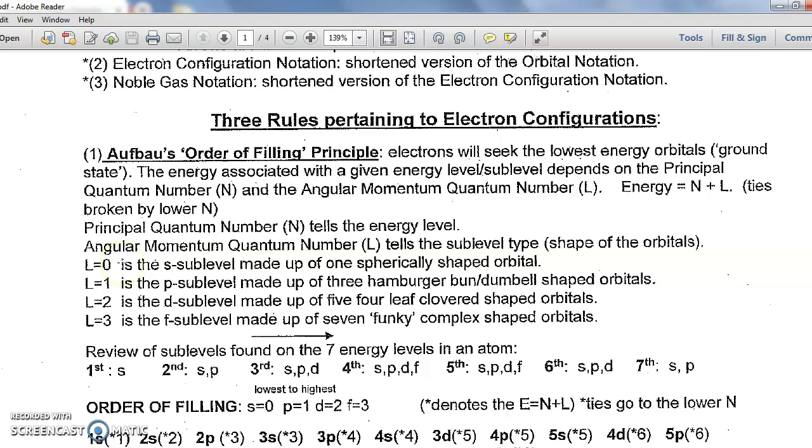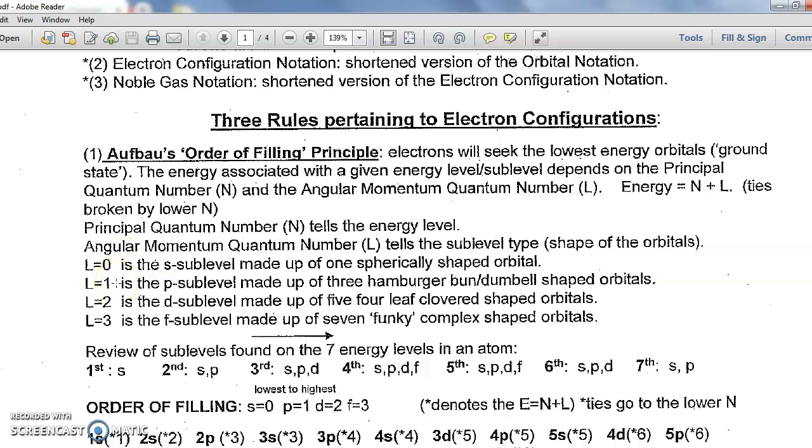The actual quantum number, l, when you're in the s is 0. l when you're in the p is 1. l when you're in the d is 2. l when you're in the f is 3. So on the second level, an electron in the 2s would have an energy of 2. 2 for the n, 0 for the s.